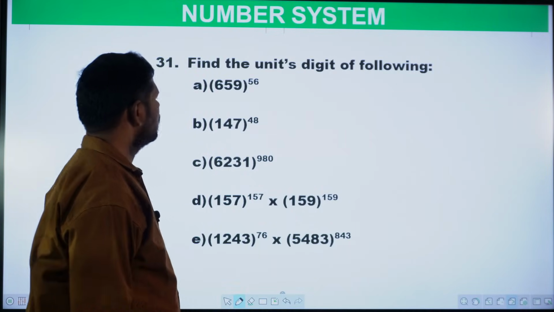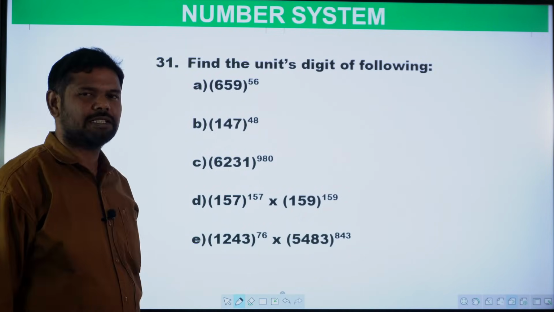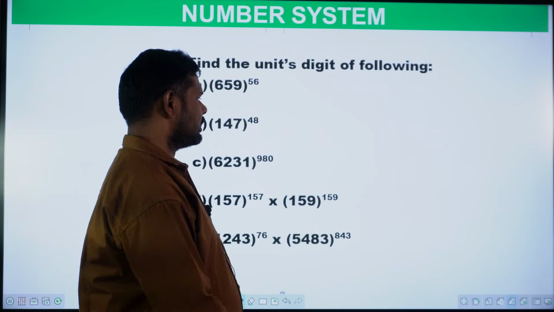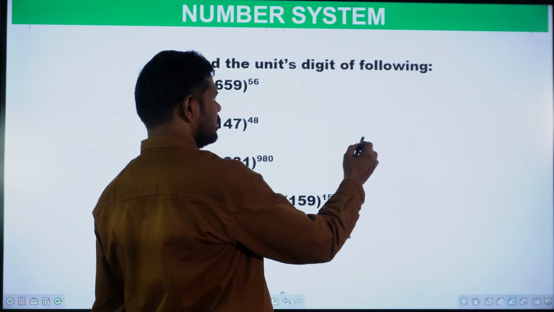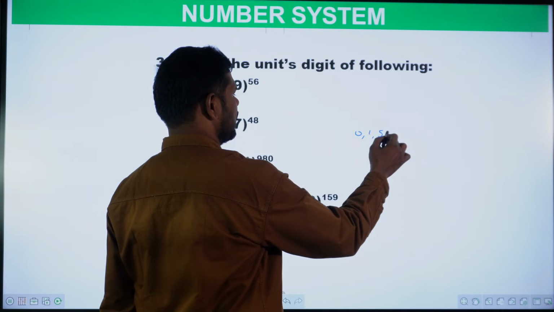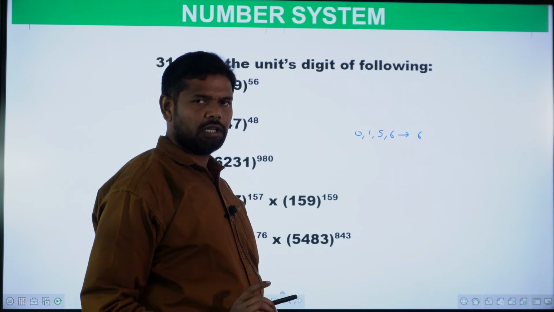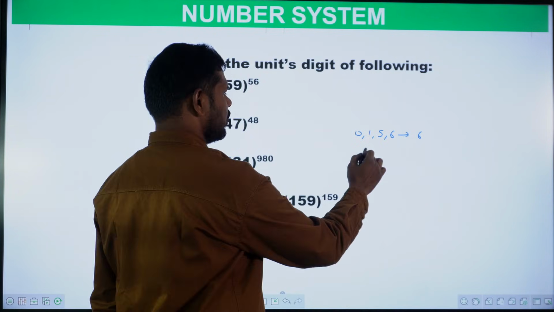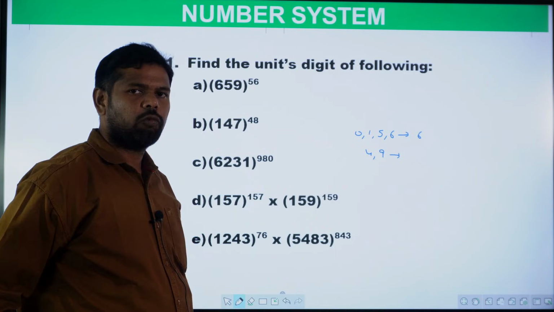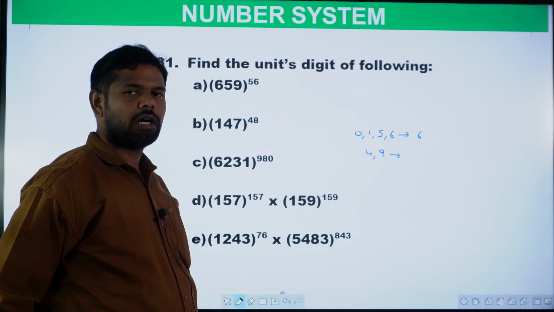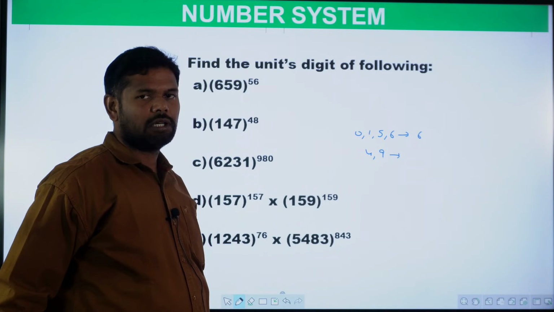Next. Find the units digit of the following. The units digit concept is very easy. In power operations, for 0, 1, 5, 6, irrespective of the power, we always get the same digit back. Remember that. And for 4 and 9, we consider whether the power is even or odd. 4 power even means 6, 4 power odd means 4. 9 power even means 1, 9 power odd means 9.